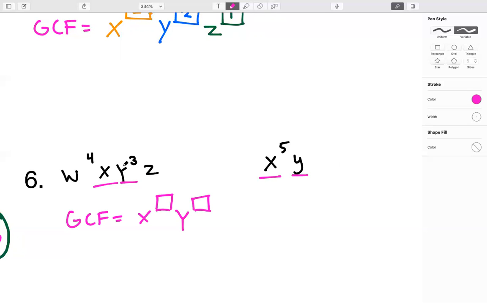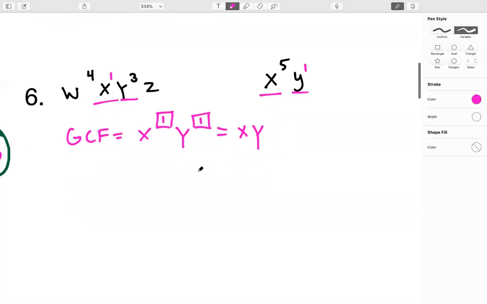Now, what do we write in the box? This is x to the 1. Ask yourself, looking at 1 and 5, are they the same? No. Okay, then which one's lower? The 1. So the 1 is what goes in there. How about y? You have a 3 and you have a 1. Are they the same? No. Take the lower one, which is 1. So the GCF really is just xy out of these two terms.